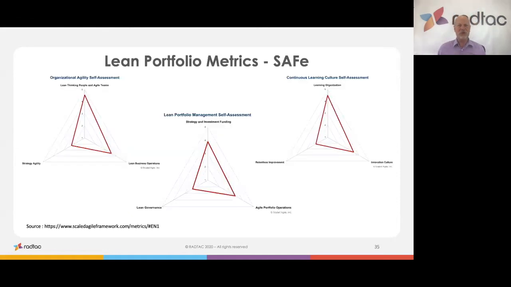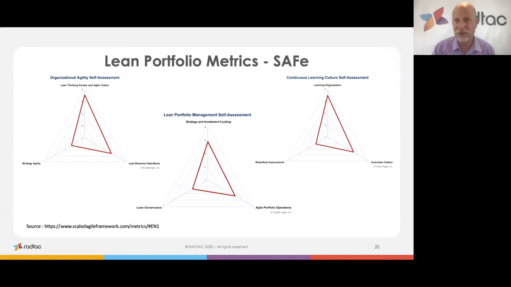Within SAFe, you also have different assessments. Within RadTac, we have lots of these as well, cultural assessments, etc. Based on questionnaires, you can start to assess where you are from an organizational agility perspective, from a lean portfolio management perspective, from a continuous deployment perspective. These are good things to do, and as I say, the SAFe ones are all available free to use. So pick the ones that make sense for you.